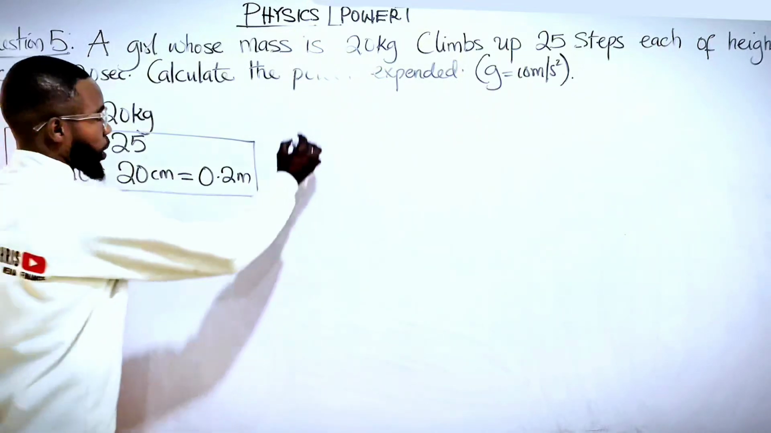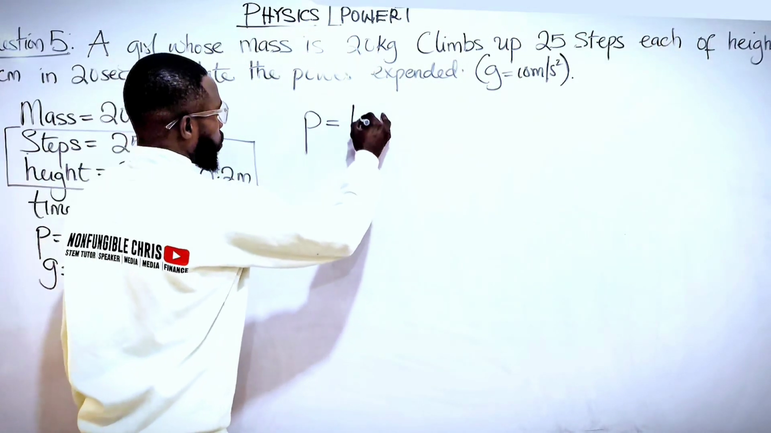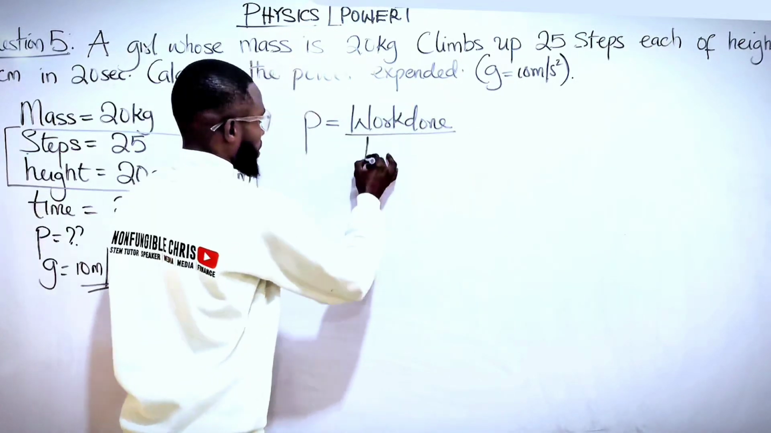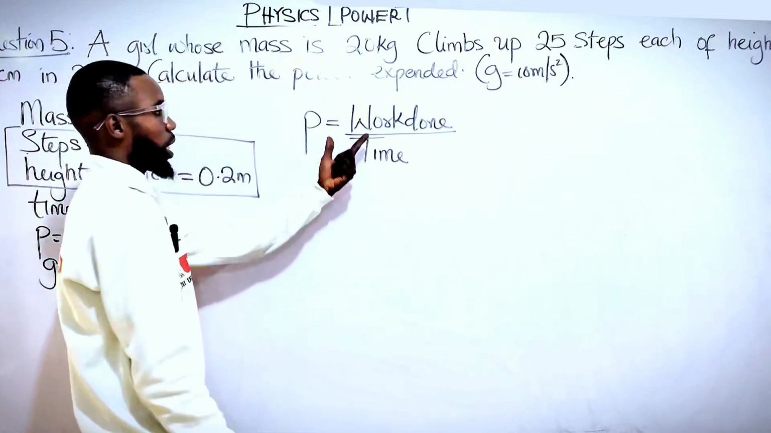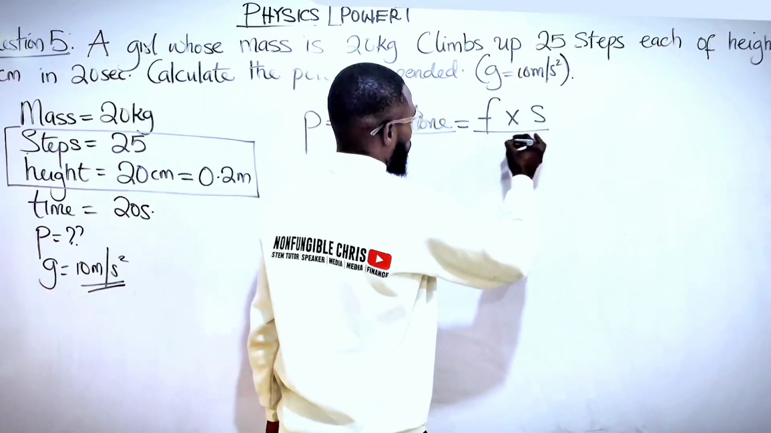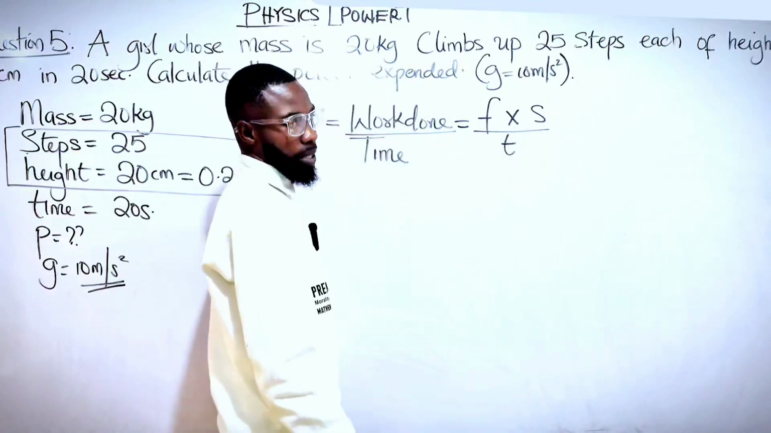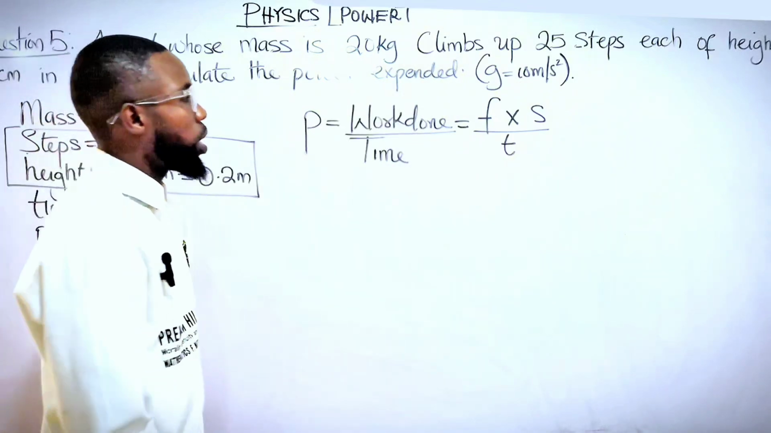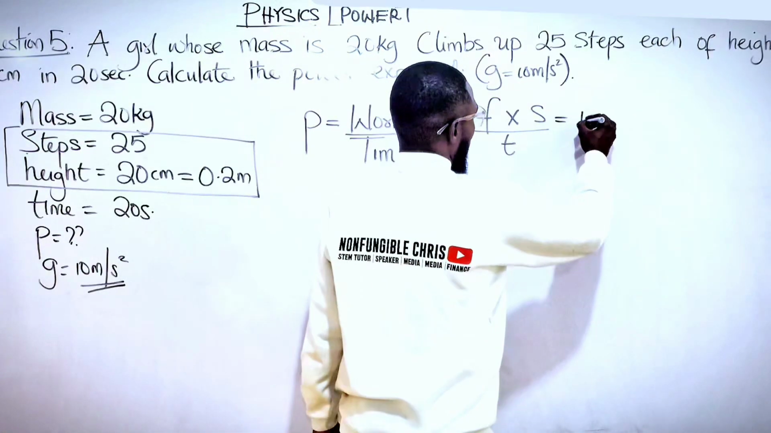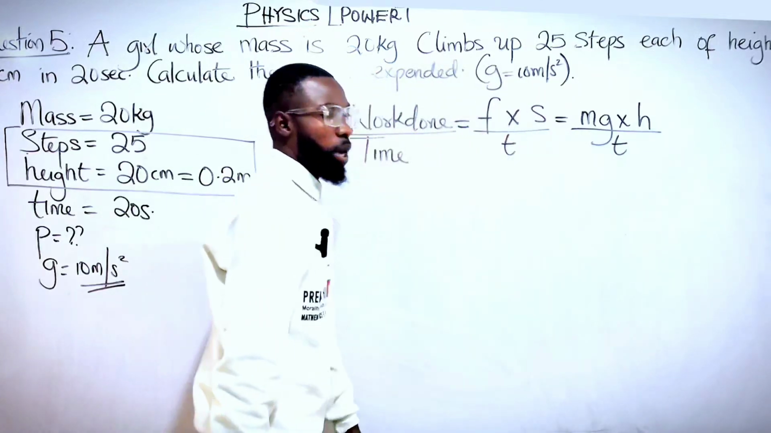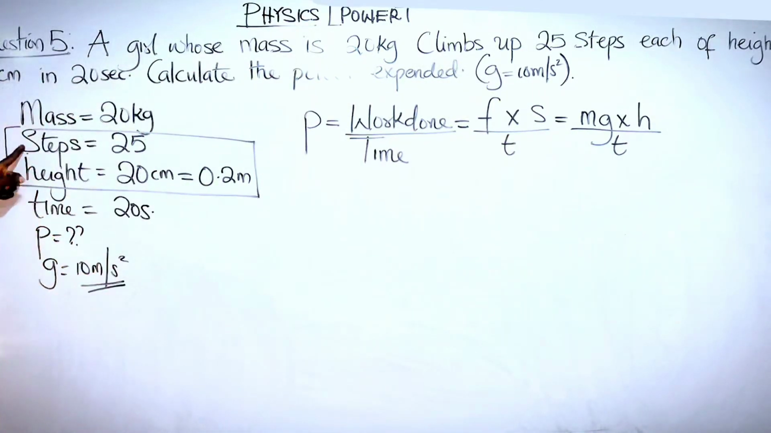But naturally we know that power is work done. We've said this countless times. Work done over the time taken, right? And for the work done, we said it is force times distance over time, right? We're using our h as our distance, but because we are dealing with gravitational force, the force of gravity, it becomes mg times h over our time. So how do we calculate our height if it involves climbing some steps?